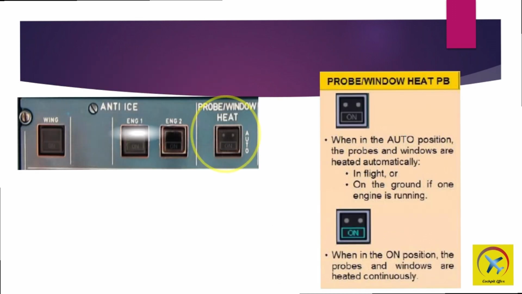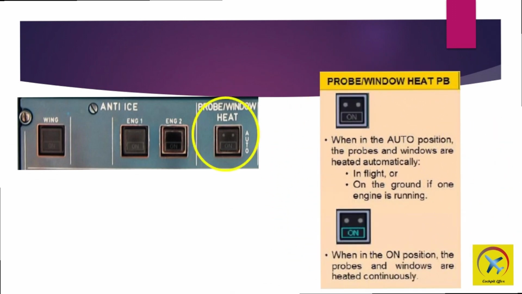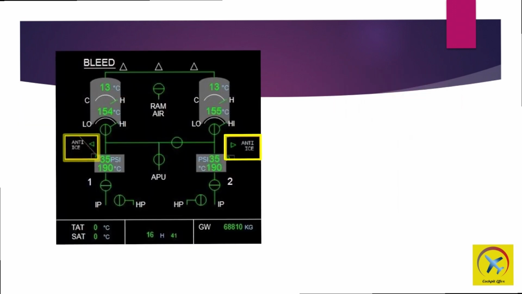When in AUTO position, the probe and windows are heated automatically in flight to full heating after sensing a liftoff from the ground from the landing gear sensors, or slow heating on ground if at least one engine is running. When the push button is pushed in, the blue ON legend illuminates, indicating the probes and windows are heated continuously.